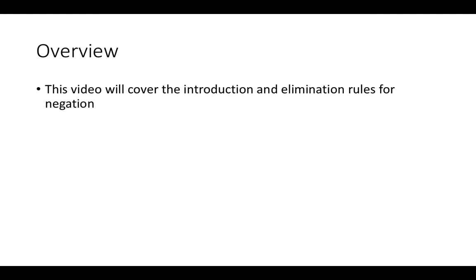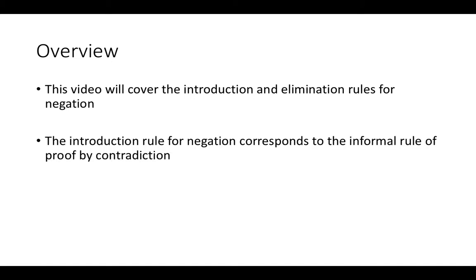As with all of our connectives, there are two rules for negation. The elimination rule is one of the easier rules and will not delay us for long. The rule of negation introduction, though, is more complicated. It corresponds to the informal proof rule of proof by contradiction, which is why we need the contradiction symbol. Like the disjunction elimination rule, negation introduction requires a subproof. But unlike disjunction elimination, you only need one subproof.